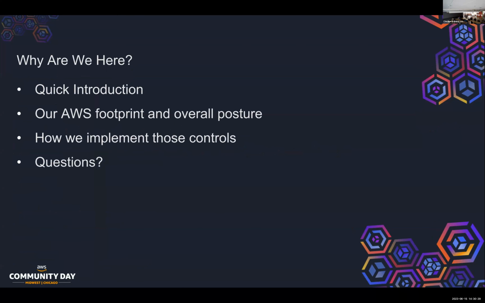All right, so what are we doing here? Here's a brief outline of what I'm going to talk about today. I'll do a quick introduction about myself and some of the high level stuff we're going to talk about. I'm going to give you a little overview of our footprint and cloud posture today, and then what we're doing to implement controls within that. And then I'll take some questions if you have them. Most of this is fairly high level. If there's something you want me to go into more depth on, just raise your hand and ask, and I can happily go much deeper, but I'm trying to cover a lot of ground in 30 minutes.